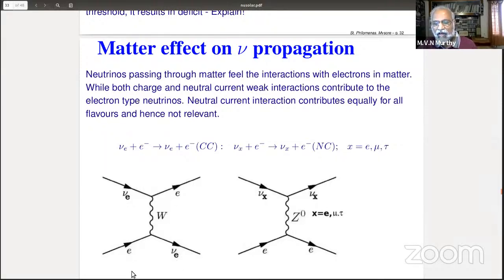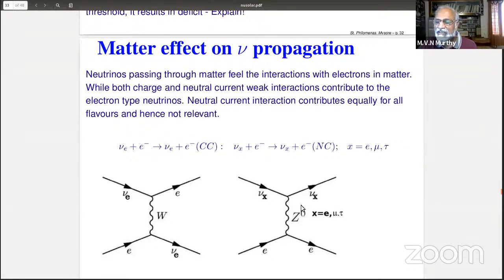So all conservation laws are fine, except that you will see that there is a charge change at the two vertices. This is what is called a Feynman diagram. I'm not going into the details of that. You can think of this as a schematic of what is happening. But they can also interact in what is called the neutral current interaction. This is nu x. X can be electron neutrino, muon neutrino, or tau neutrino. This nu x can just go into nu x, and the electron in the matter simply goes into electron. This is just a scattering. There is no charge exchange.